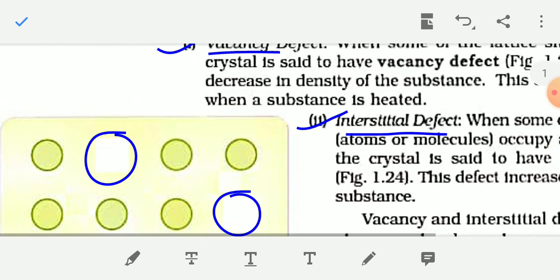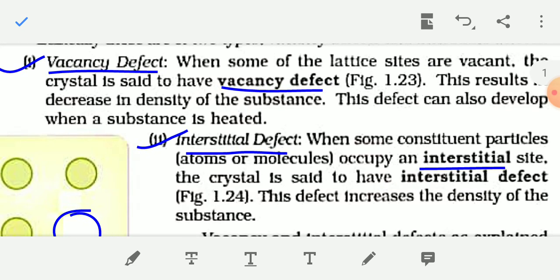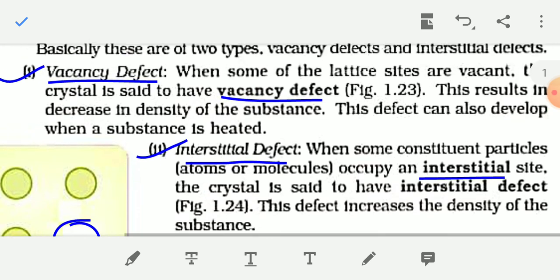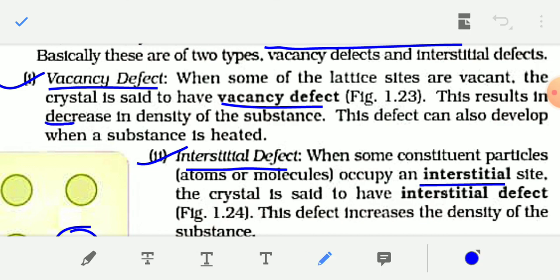So first you have to see what is vacancy defect. When some of the lattice sites, that is lattice points, are vacant. Lattice point means constituent particles. Then the crystal is said to have vacancy defect. This results in decrease in density of the substance because some constituent particles are absent from the crystal lattice. And this defect can also develop when a substance is heated.